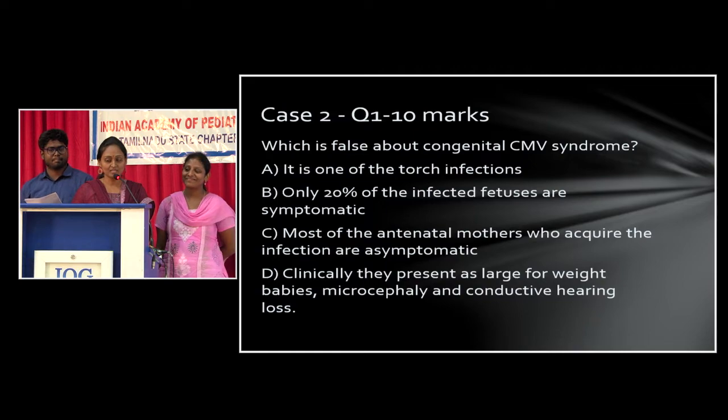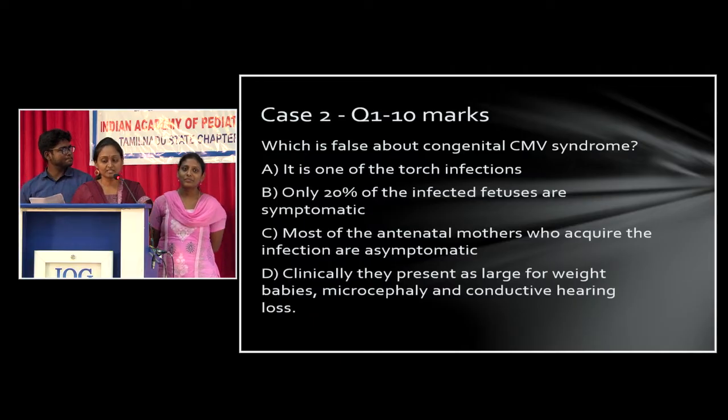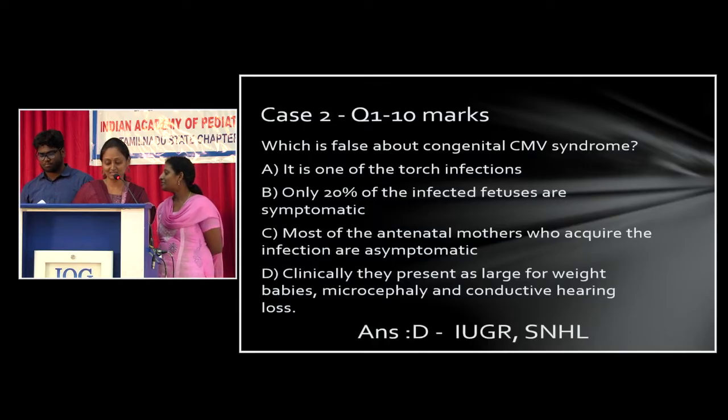What is false about congenital CMV syndrome? It is one of the TORCH infections. Only 20% of the infected fetuses are symptomatic. Most of the antenatal mothers who acquire the infection are asymptomatic. Clinically, they present with large for weight babies, microcephaly, and conductive hearing loss. Why? They present as IUGR, SGA, and sensorineural hearing loss. Very good. 10 marks.